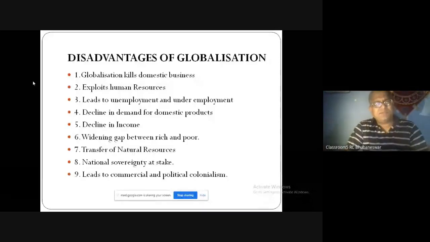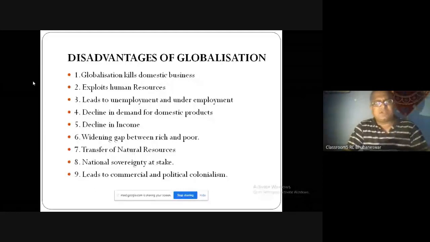human resource. You see, IBM is a number one IT company which is situated in India and other countries also. Why do they choose India? Only due to the low wages paid, as human resources are available plentifully in India, so it exploits human resources and creates not only unemployment but underemployment. It declines the demand for domestic products and declines income also. Somehow it has a positive point of increased income or employment opportunities created, but on the negative side, it has a decline of income as well as domestic products.